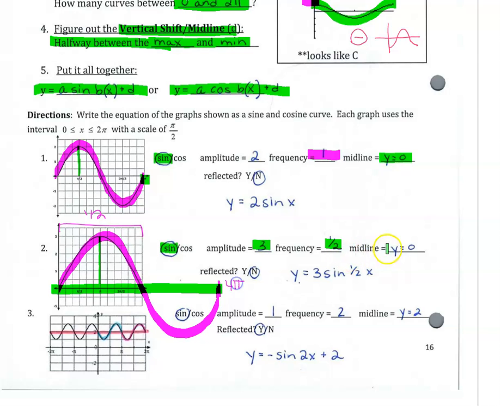Midline would still be y equals 0. So then putting it all together, again with no reflection because it's going up first, it's y equals 3 sine of 1/2 x.